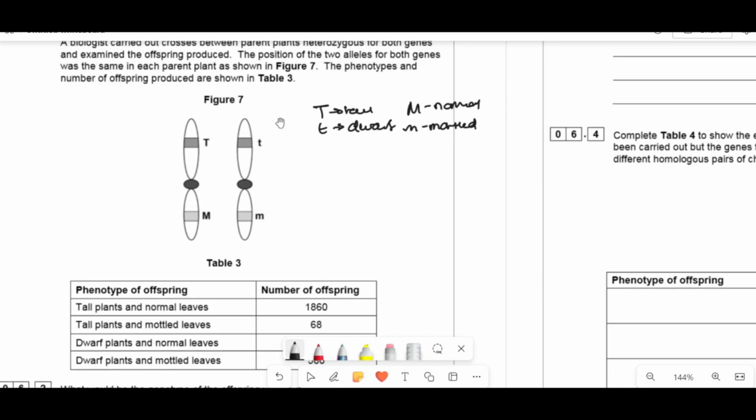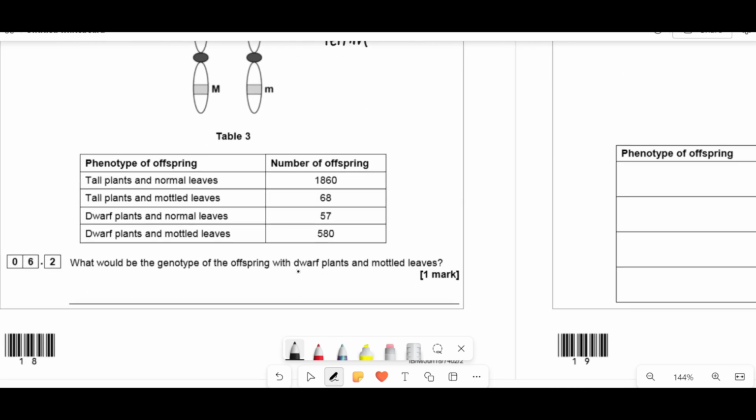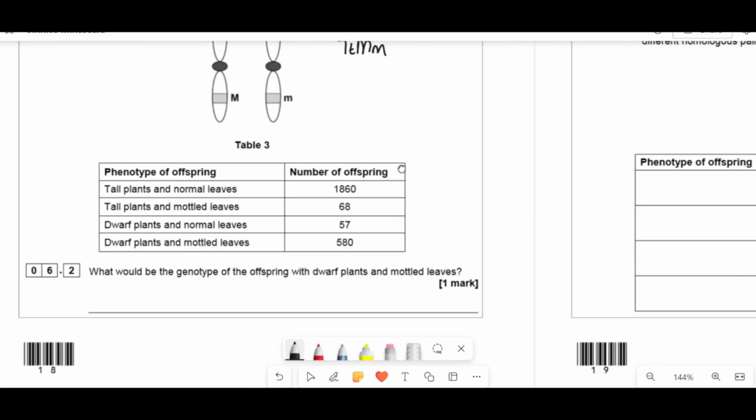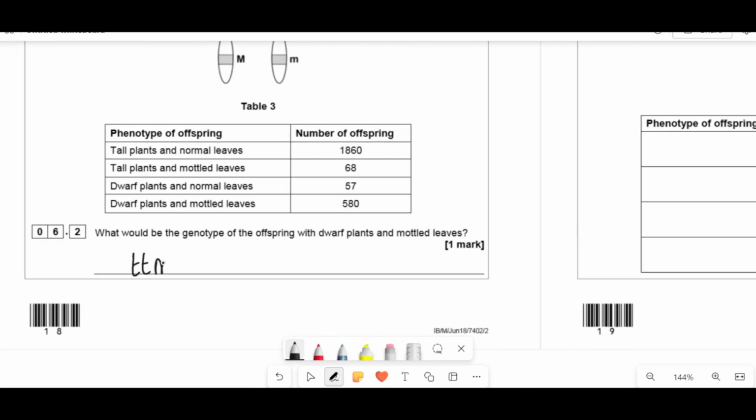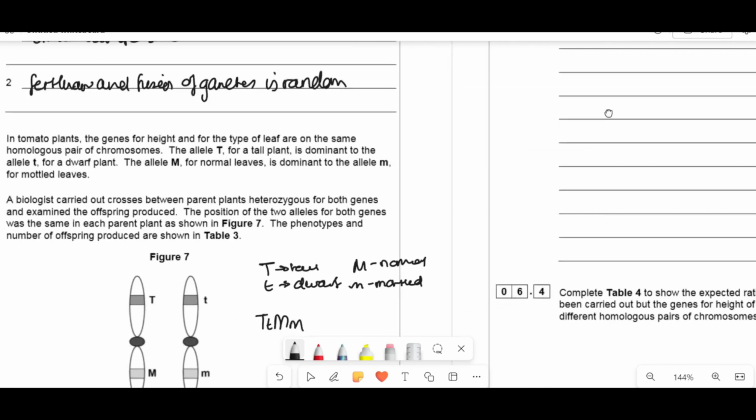And as well as that, let's quickly scribble down what the parents originally were. The parents are heterozygous for both of them, so it'd be big T, little t, big M, little m. Now it says, what would the genotype of the offspring with dwarf plants and mottled leaves be? So recessive, and you can have two chromosomes, so little t, little t, little m, little m. Now it says, use the information to explain the results in table 3.